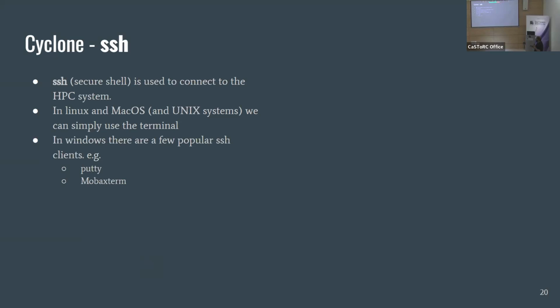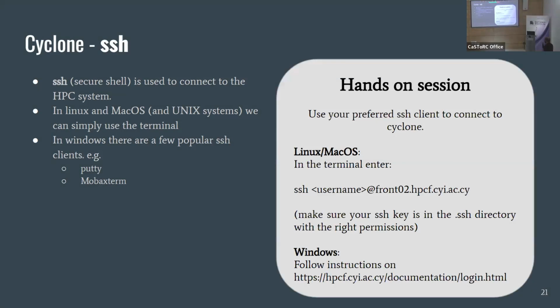To access it, use SSH. Basically, it's a secure shell you use over the network. If you're using Linux or macOS, you can use that straight from the terminal. If you're using Windows, you can use either PuTTY or MobaXterm. It depends on what you like. So let's use that to access Cyclone.